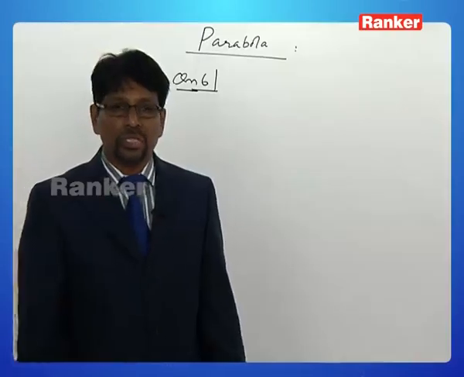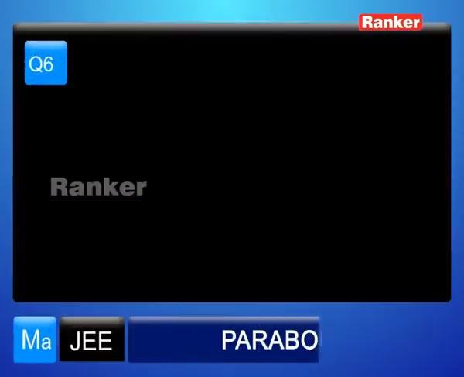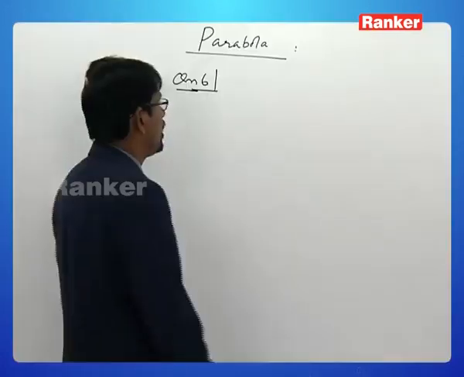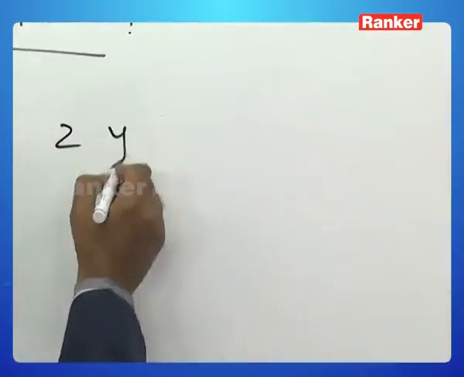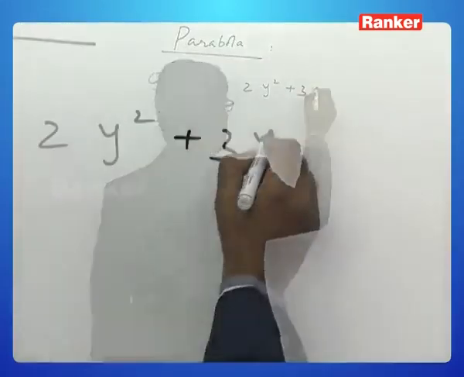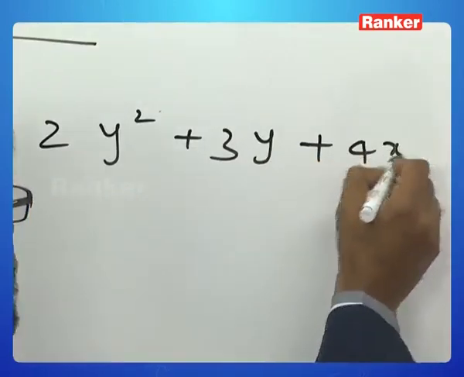Let's move to the next question. Question number 6. The length of the latus rectum of the parabola 2y square plus 3y plus 4x minus 2 is equal to 0 is, first option 3 by 2, second option 1 by 3, third option 2, and fourth option 6. What is the parabola given? 2y square plus 3y plus 4x minus 2 is equal to 0.